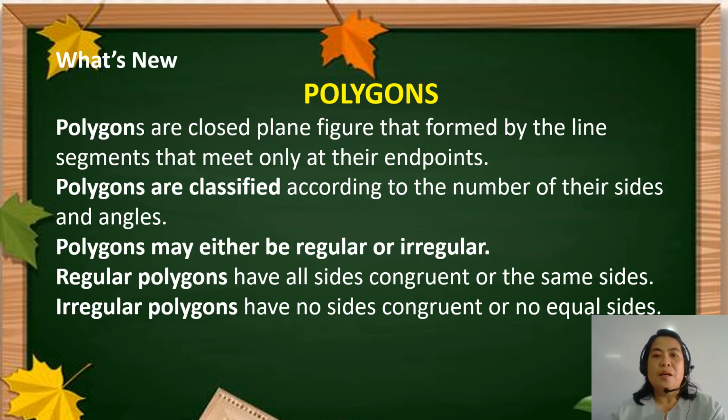Polygons may either be regular or irregular. Regular polygons have all sides congruent.